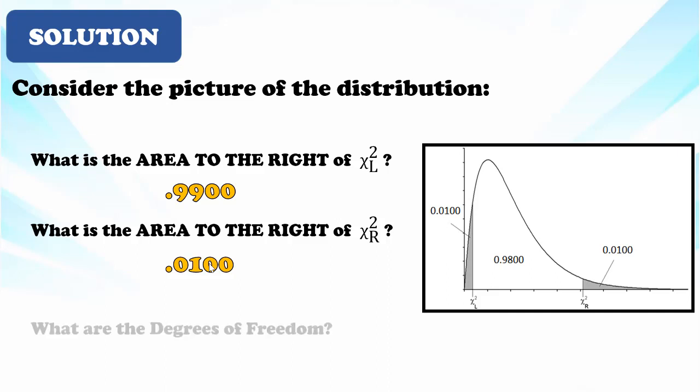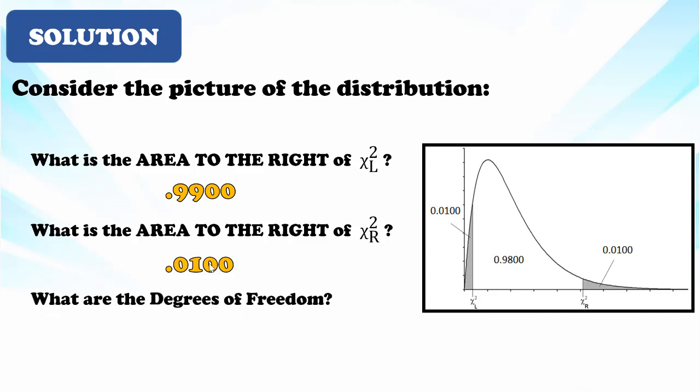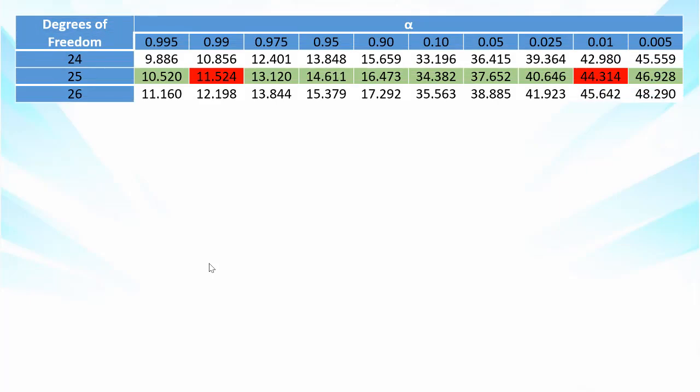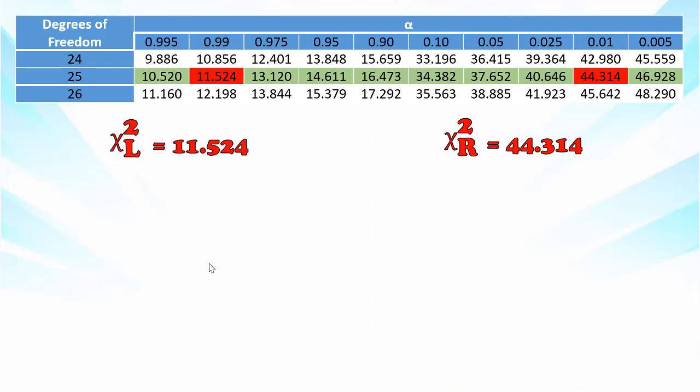What about our degrees of freedom for this problem? Well, in this problem we had 26 bearings, so our sample was size 26, which means the degrees of freedom are 25. So let's go ahead and take a look at our chi-square distribution. We look for 0.99 and 25 degrees of freedom, and we come up with a chi-square L value of 11.524. And then we look at the 0.01 and 25 degrees of freedom, and we get a chi-square R value of 44.314.